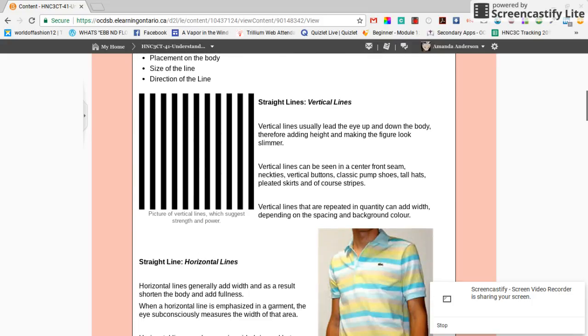So, when we have straight and vertical lines, it obviously leads your eyes up and down. So it makes someone look taller and makes them look slimmer. Unless the lines are really thick, it would make somebody look thinner. So vertical lines are great, but they're also very in your face, as you can see.